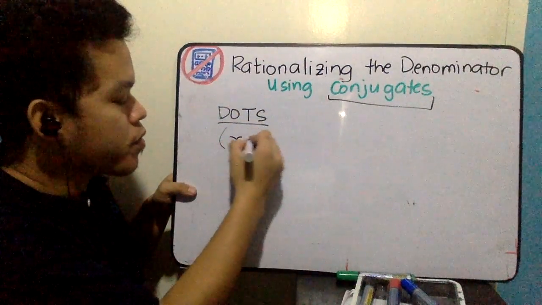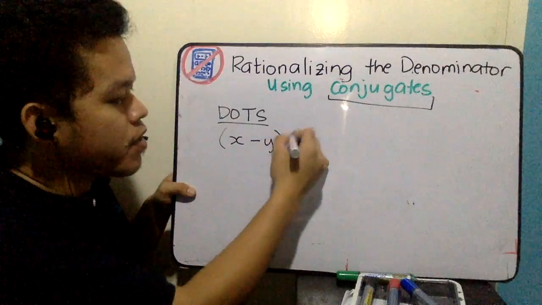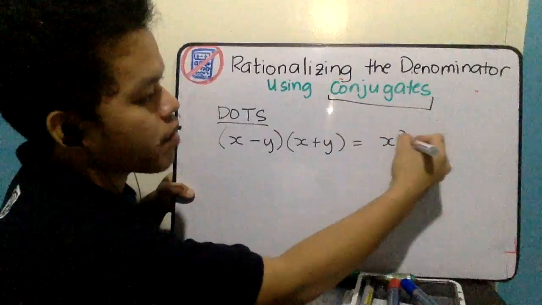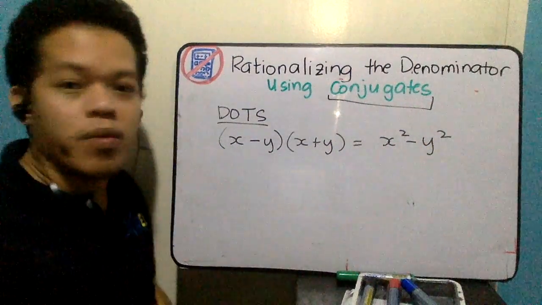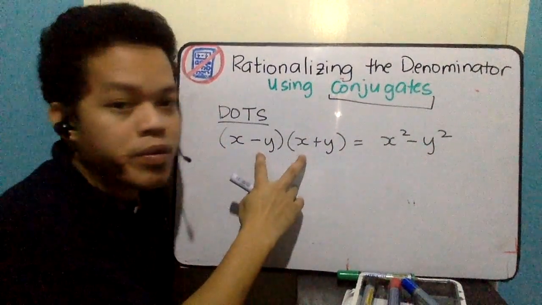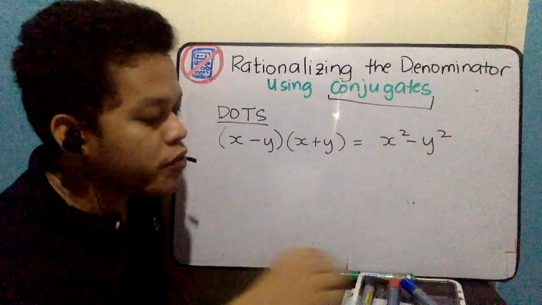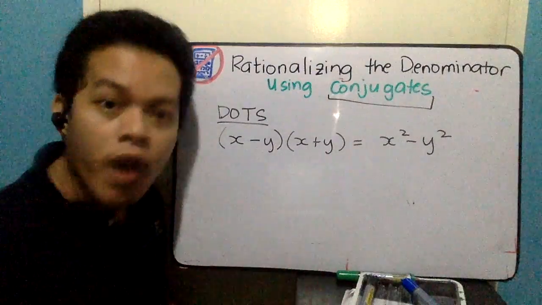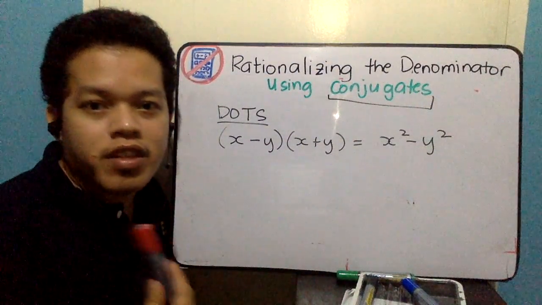When you have difference of two squares, that means you have (x minus y) times (x plus y). This will give you x squared minus y squared. So these two are what we call conjugates. When you're looking for the conjugate of x minus y, that will be x plus y. Why do you think this is helpful for us to know?